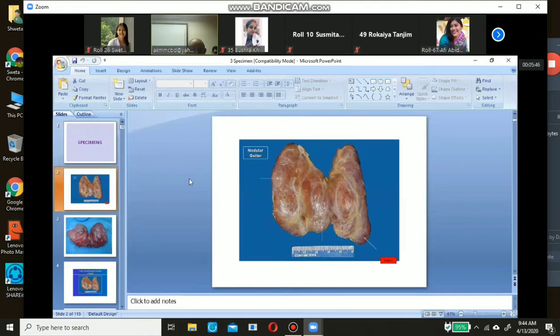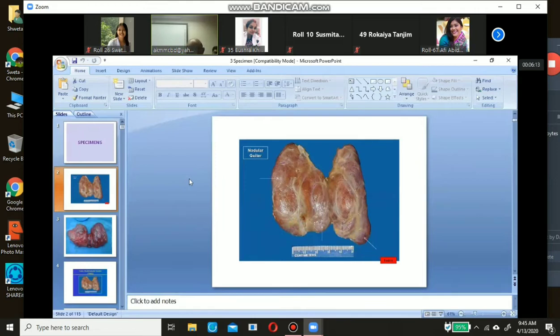Now, let us see this specimen. Obviously, this is a thyroid. This is the only butterfly-like organ in the body. You see, it is a butterfly-like organ. This is the only organ with this shape in the body. Therefore, there should not be any confusion in diagnosis of thyroid.